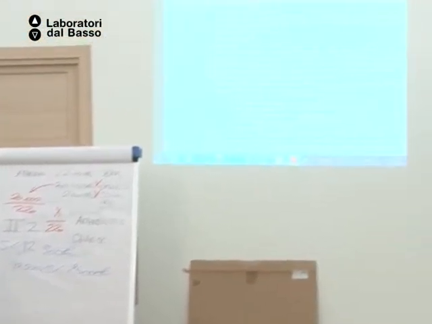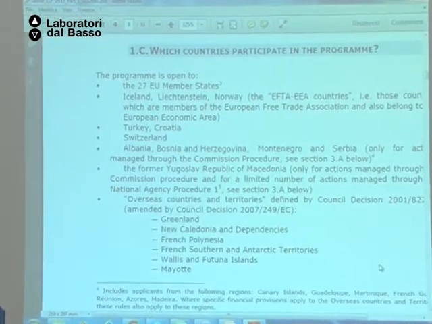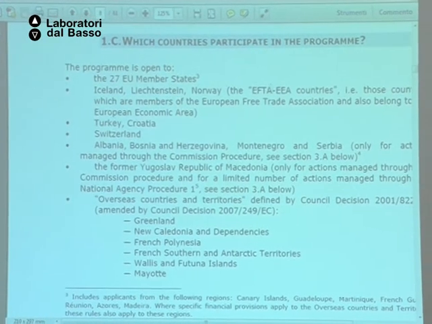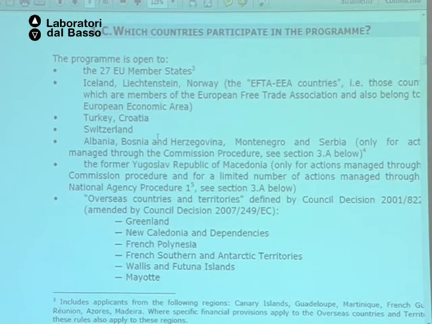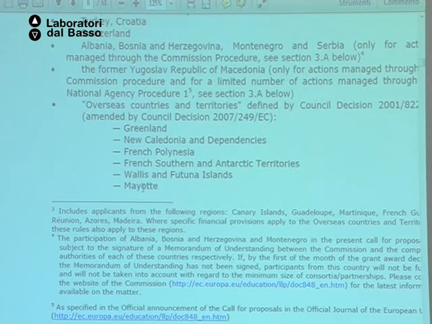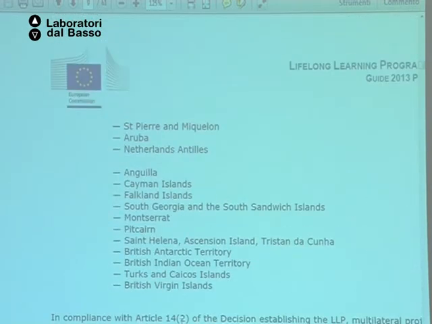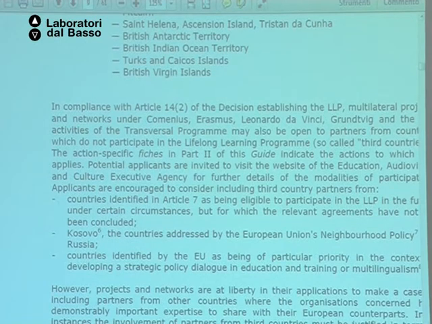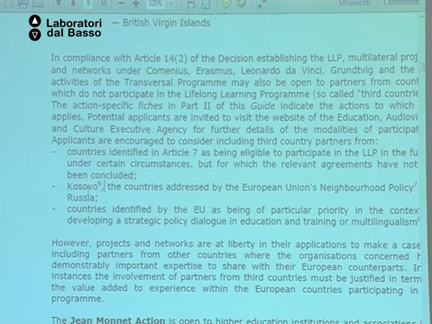You remember this thing about the countries? The program is open to the 27 member states, EFTA, EEA, which are Iceland, Liechtenstein, Norway. You have Turkey and Croatia independently, Switzerland. You have the overseas territories, such as the French ones. You have Mayotte, you can do a beautiful project in Mayotte. So, see Article 14, 2 of the decision. Be careful, for example, with some situations like Kosovo.